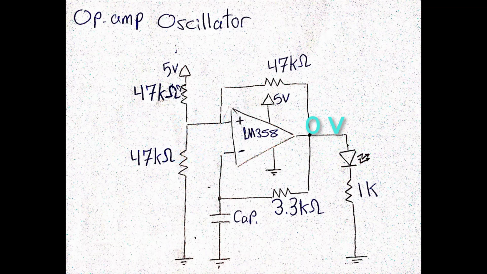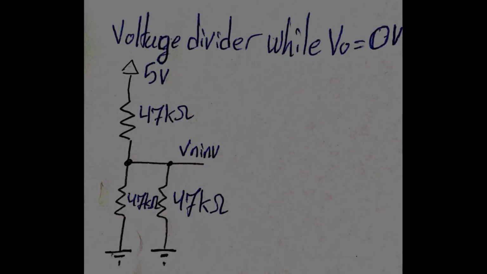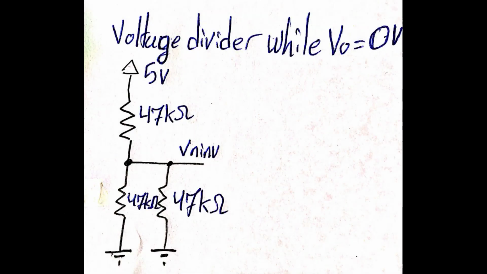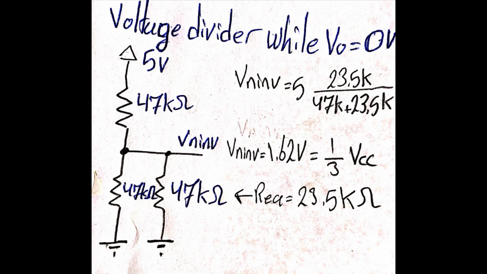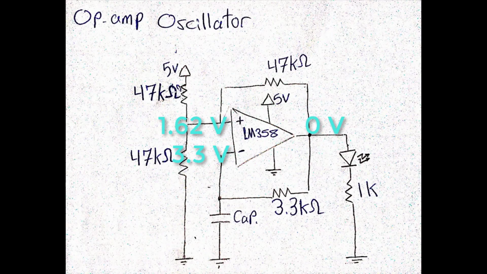Now these two resistors are connected in parallel, so the voltage divider circuit will be changed again, and here it is. As you can see, the pull-down equivalent resistance has changed, which will lead the non-inverting input voltage to change again, to 1.62 volts. Alright, so right now, as long as we have 0 voltage at the output, the capacitor will be discharging, trying to reach 0 volts. But the comparator will not allow it, because at the instant the capacitor voltage reaches 1.62 volts, the comparator output will be pulled up to 5 volts, turning on the LED.